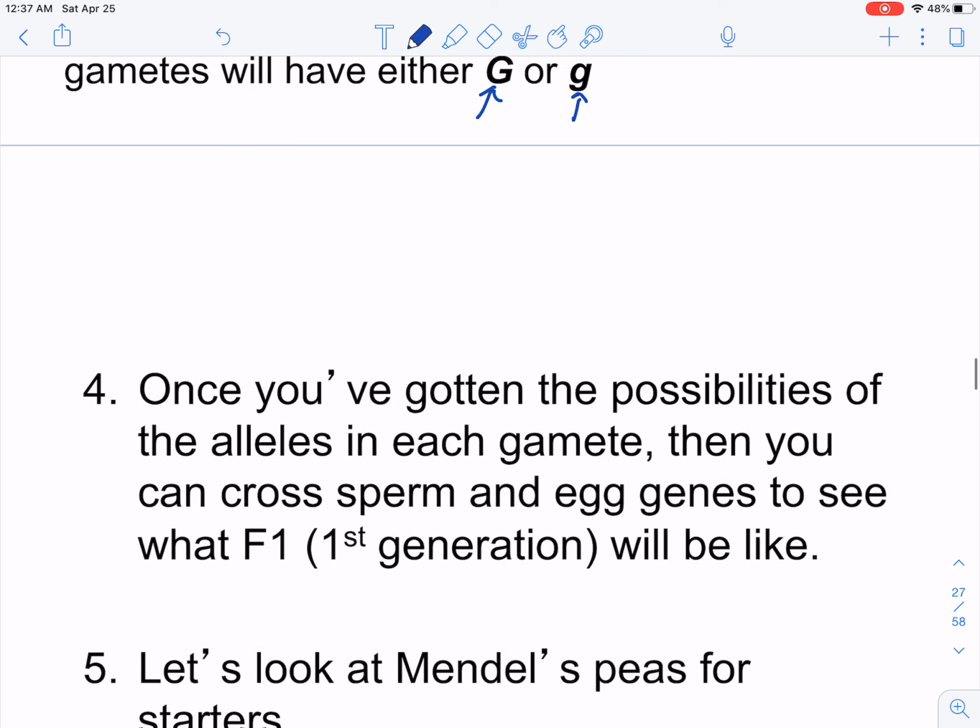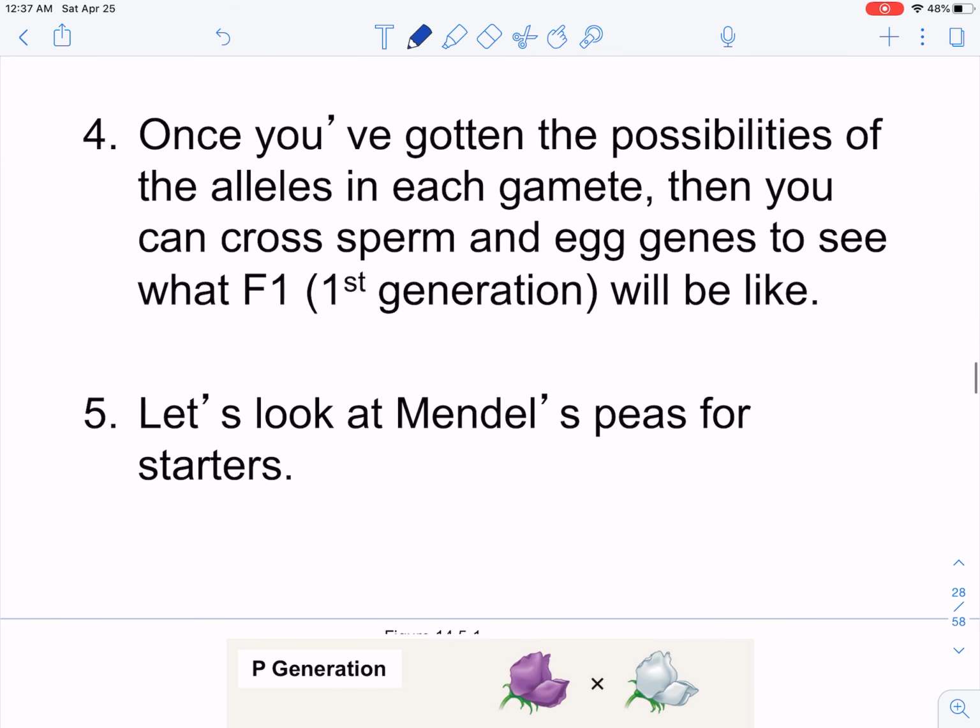Once you've gotten the possibilities of the alleles in each gamete, then you can cross sperm and egg genes to see what the F1 generation will look like. And then you can self-pollinate to look at the F2 generation. Okay, so in the next mini lecture, we're going to start doing some Punnett squares. All right.